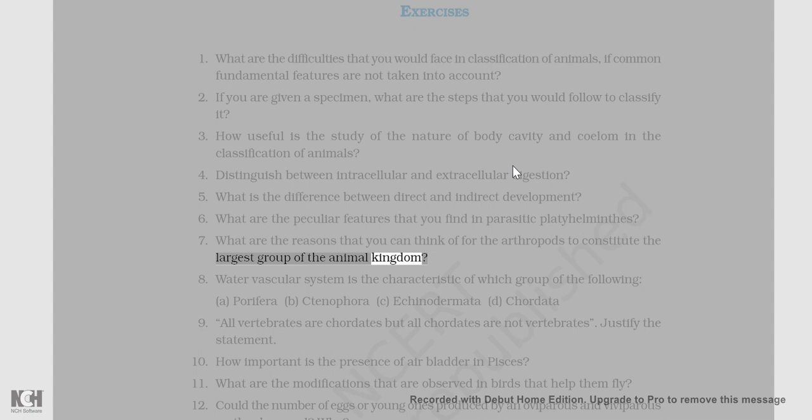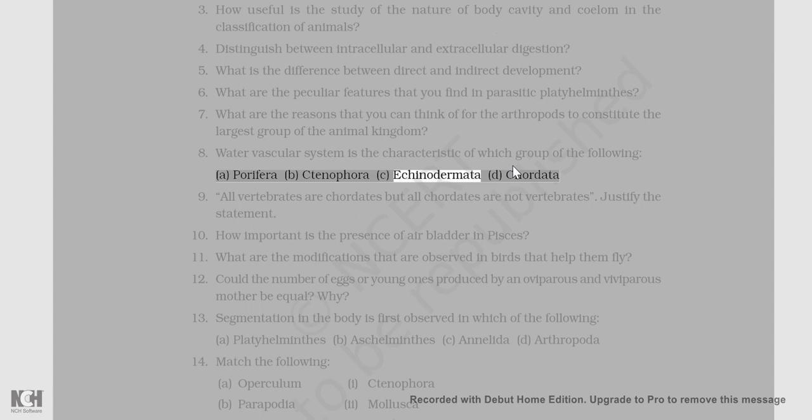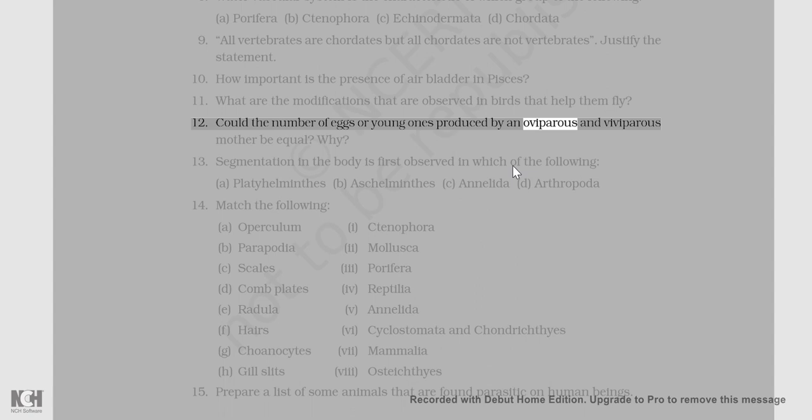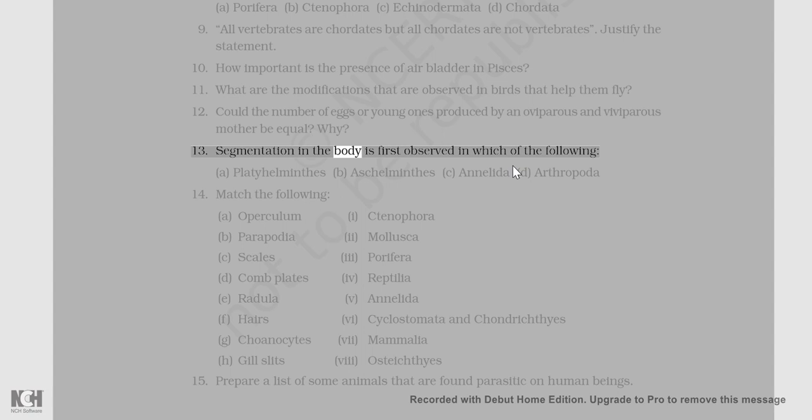8. Water vascular system is the characteristic of which group of the following: A. Porifera, B. Ctenophora, C. Echinodermata, D. Chordata. 9. All vertebrates are chordates, but all chordates are not vertebrates. Justify the statement. 10. How important is the presence of air bladder in Pisces? 11. What are the modifications that are observed in birds that help them fly? 12. Could the number of eggs or young ones produced by an oviparous and viviparous mother be equal? Why? 13. Segmentation in the body is first observed in which of the following?